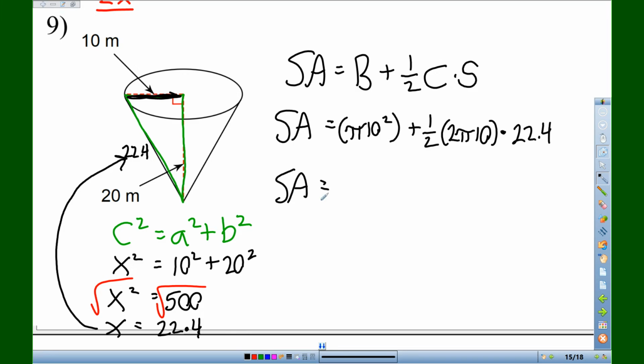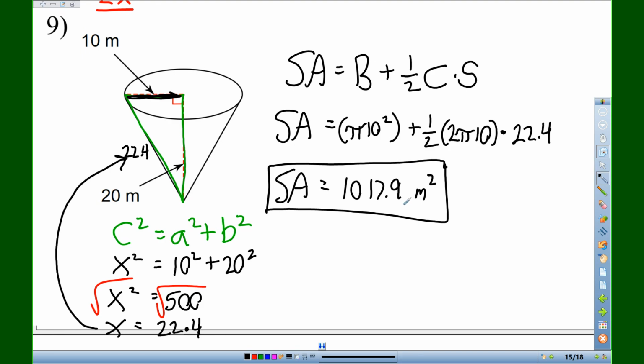All right, so take a second, type it in your calculator. All right, I'm getting 1017.87, so that 8 rounds up to a 9 units squared. I don't think I pointed out, but remember, we're still finding area. We're still in units squared.